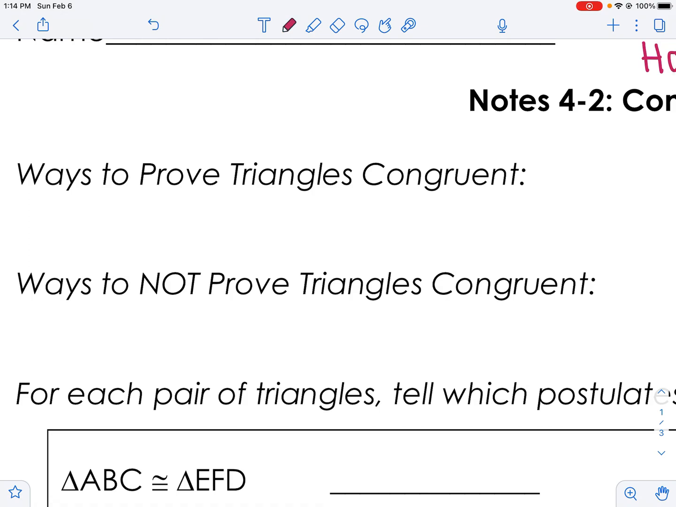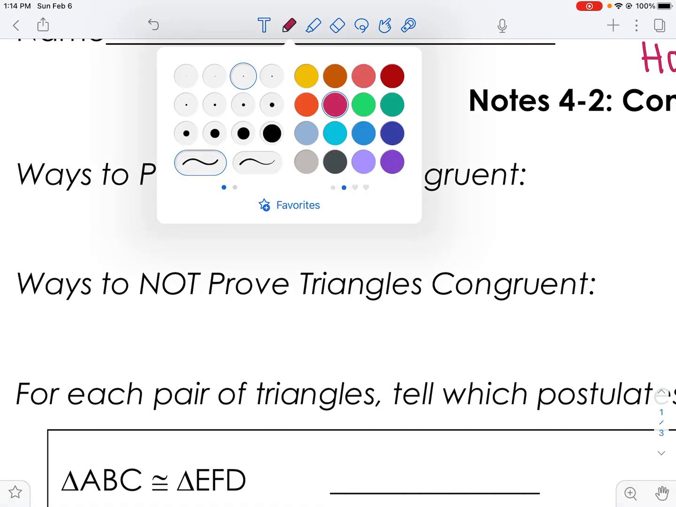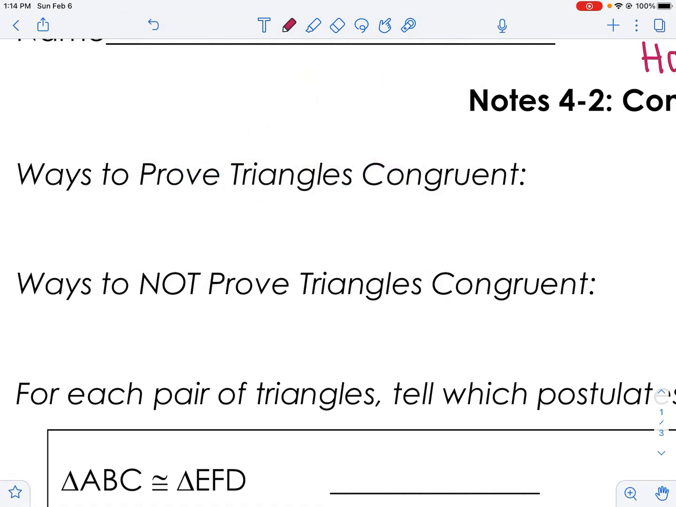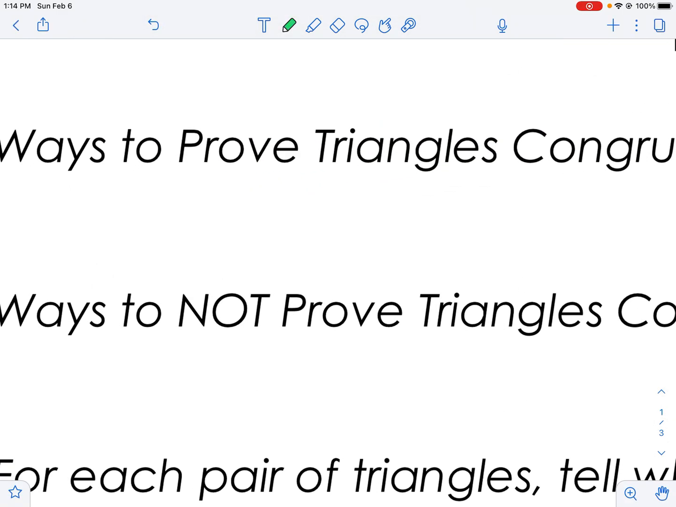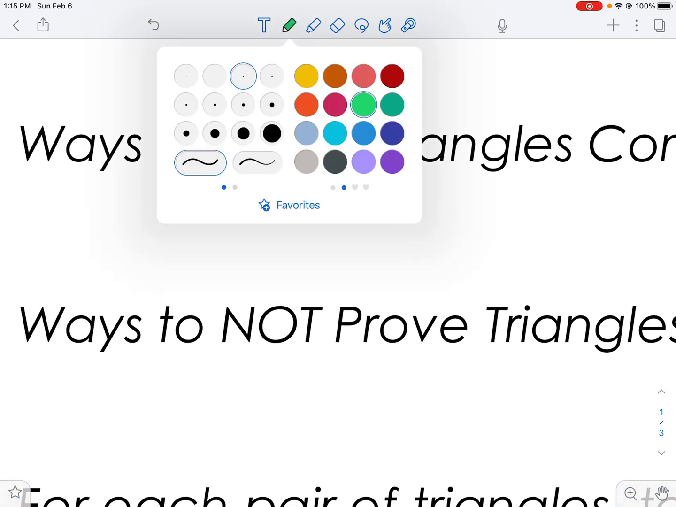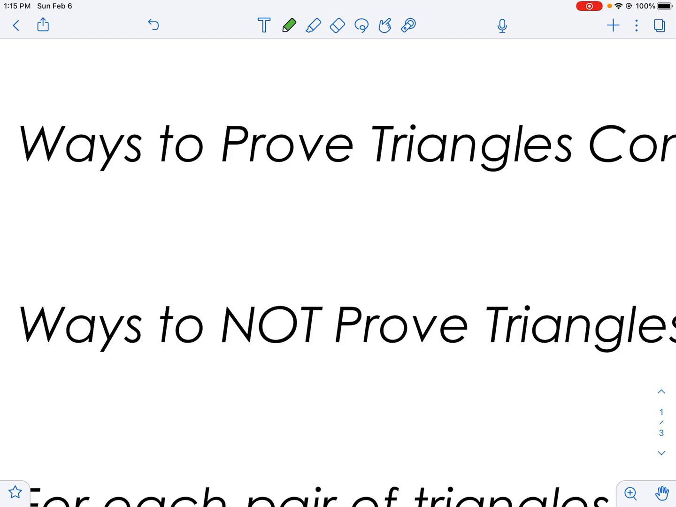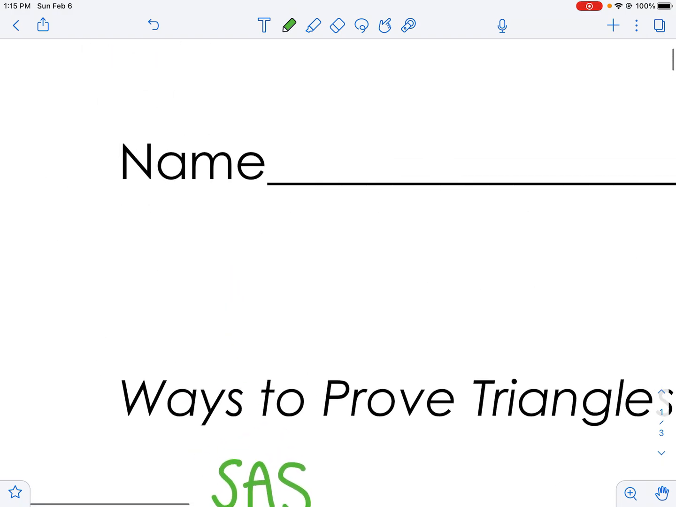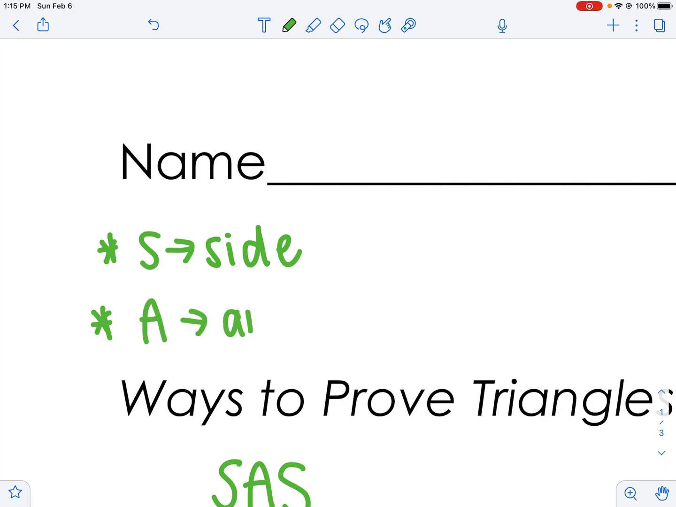So, some things that work as our minimum is if you have a side, an angle, and a side that match. So, if you have a side, angle, and side that match, I'm just going to say SAS for short. So, S would stand for side, and A would stand for angle.